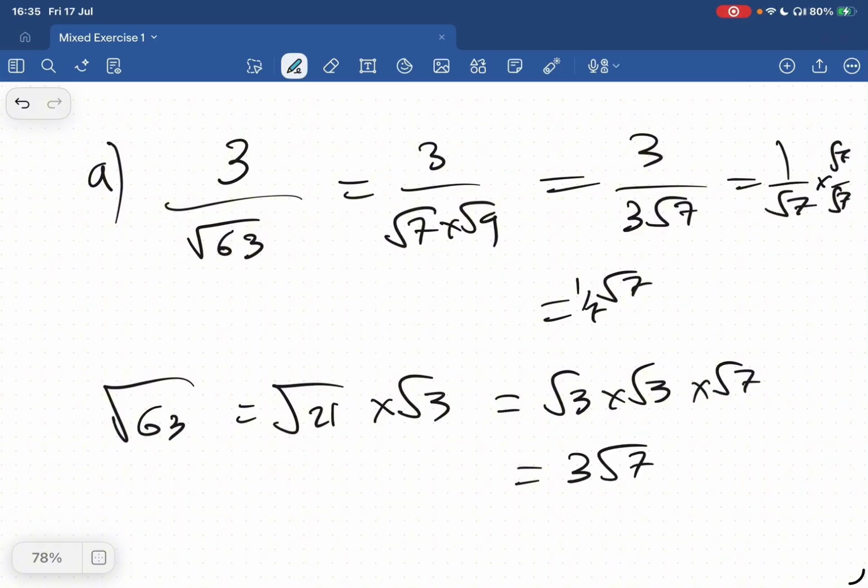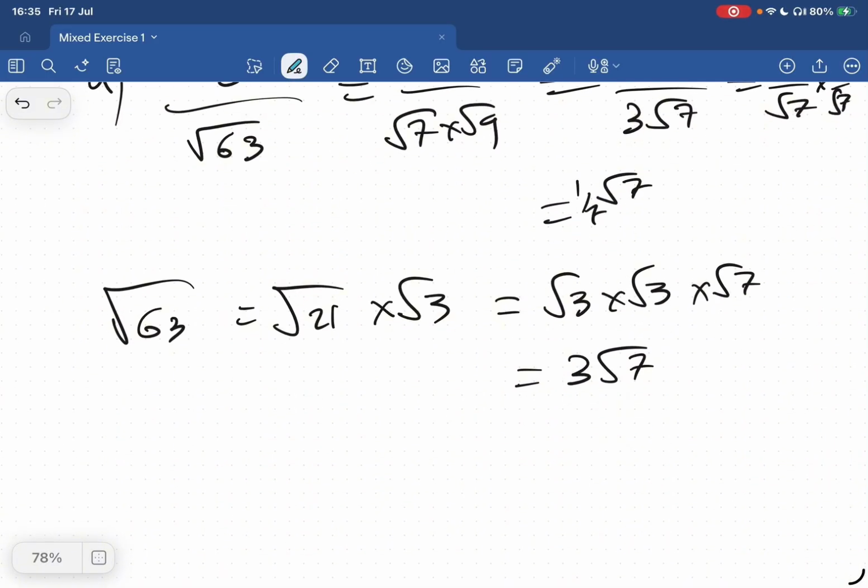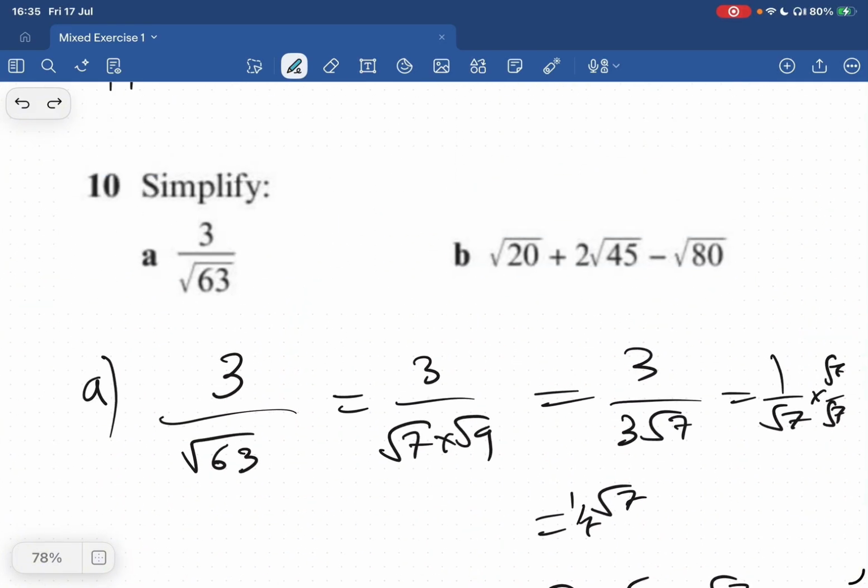Okay, another tip is always look for square numbers. Whenever we're simplifying surds, look for a square number. So can it be divisible by 4? Can it be divisible by 9? Can it be divisible by 16, etc.? Okay, those are always helpful.